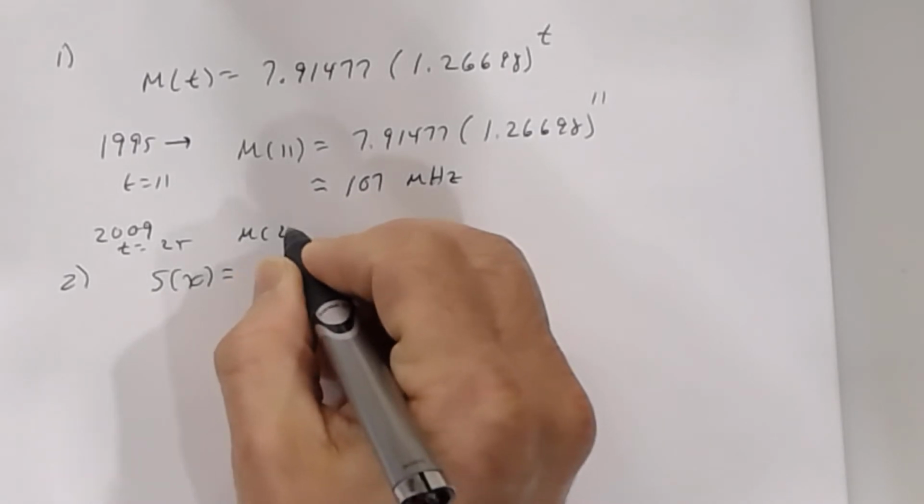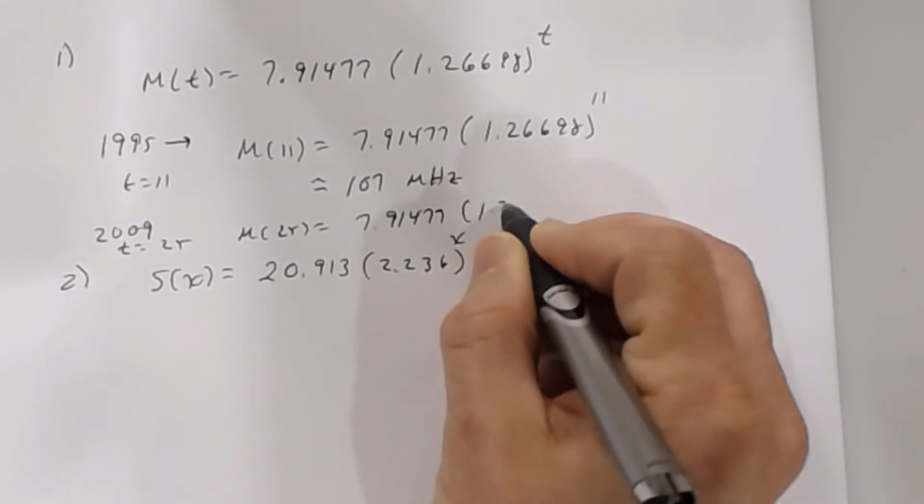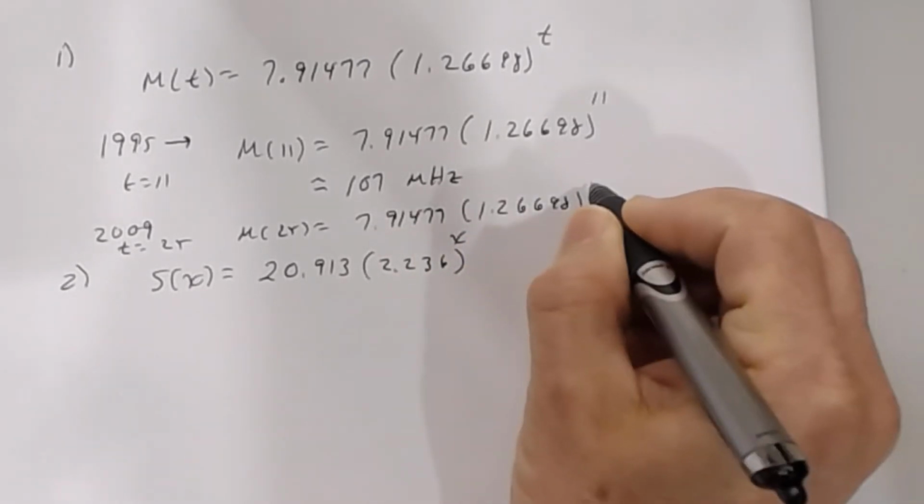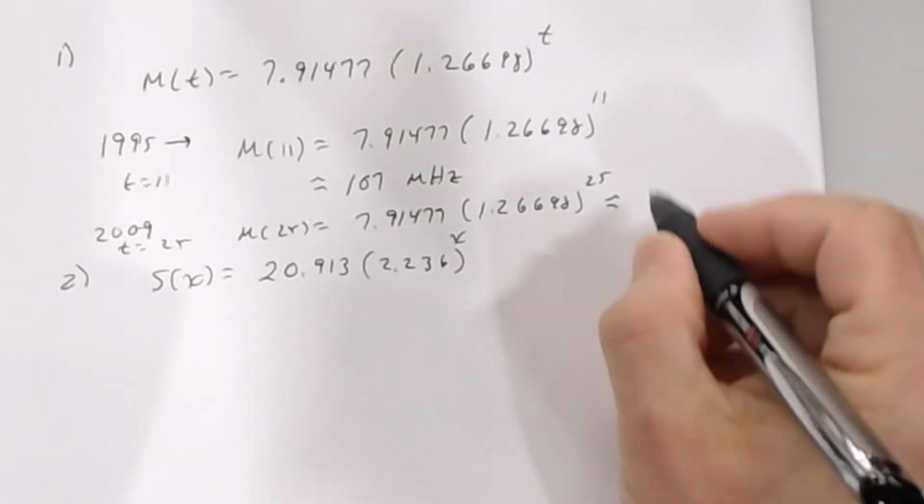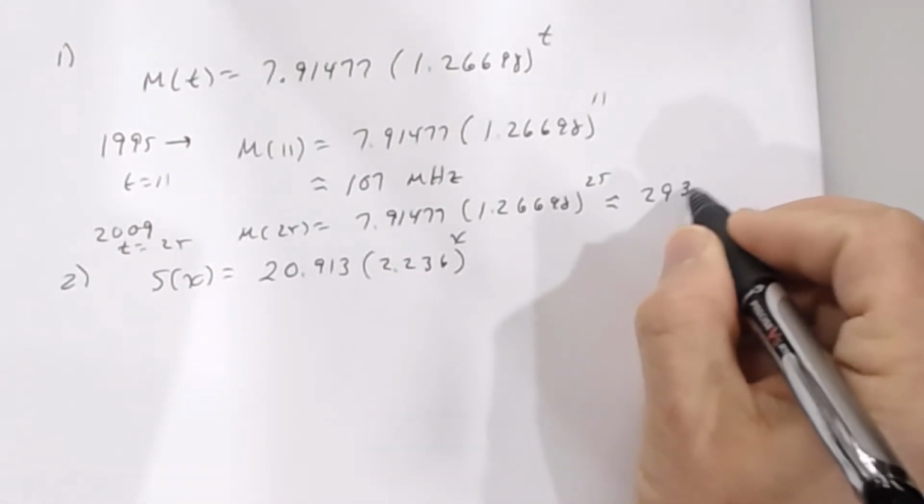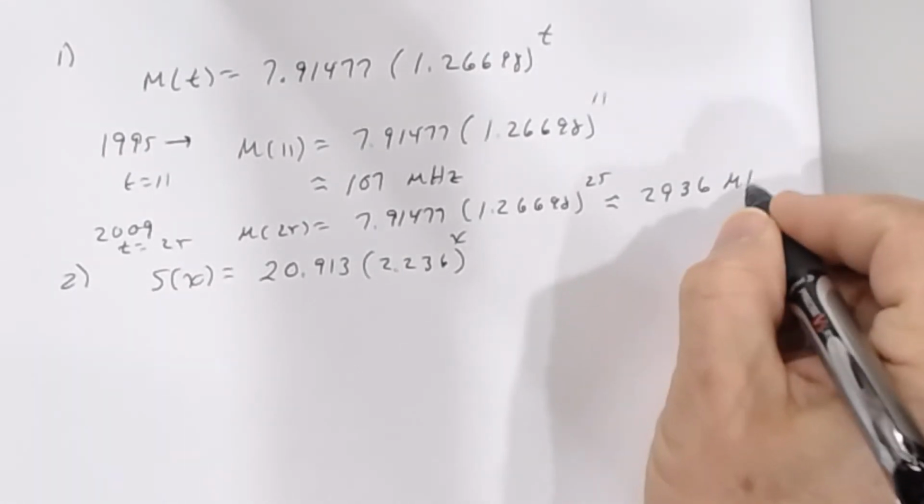So m of 25 will equal 7.91477 times 1.26698 raised to what power? All right, on your calculator, what do y'all get? Put it on your calculator. 2935, so the nearest whole number, 2936. Whatever the unit is in this case, it's megahertz. That's going to be 2.9 gigahertz.